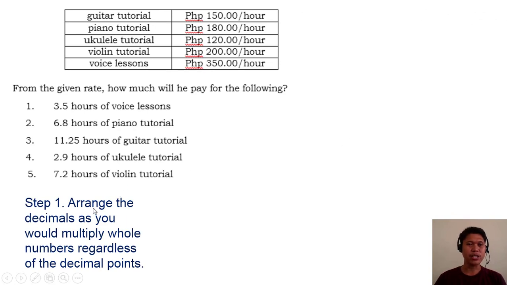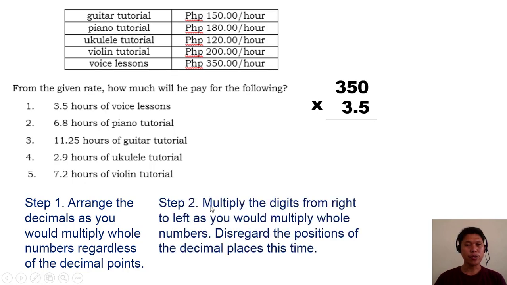We have step number 1 is arrange the decimals as you would multiply whole numbers regardless of the decimal points. So i-arrange lang natin yung decimals. Like for example, number 1 is 350 kasi 3.5 hours of voice lessons. So 350 times 3.5. So how will you do that? 350 times 3.5. As if or regardless of the decimal points. I-arrange natin yan. Ayan.